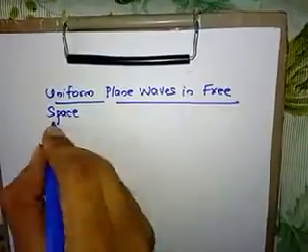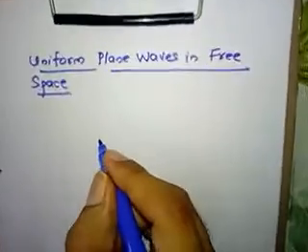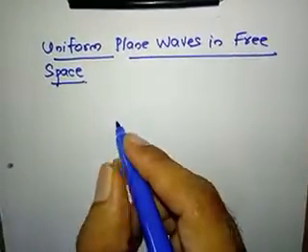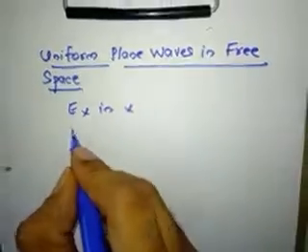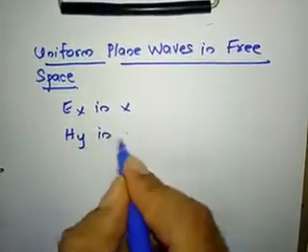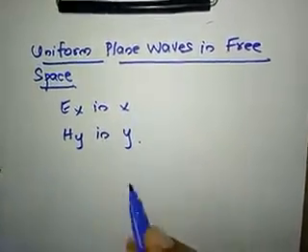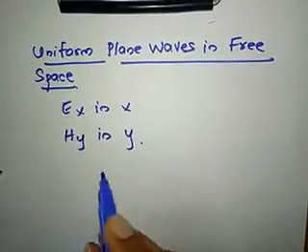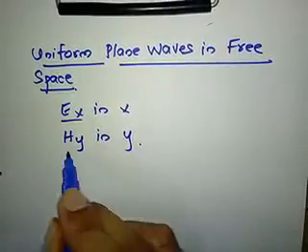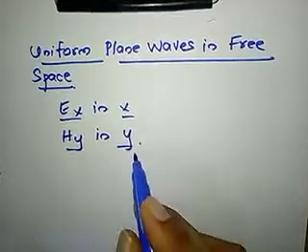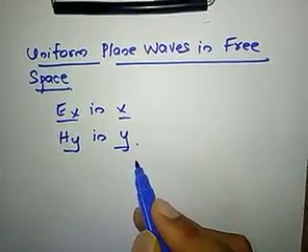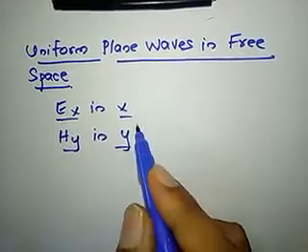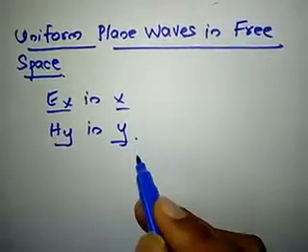As we know, the electric field is in the x direction and the magnetic field is in the y direction. They are mutually perpendicular to each other. One is in the x direction, another in the y direction, and they are lying in the xy plane. They are lying in the same plane, so they are called plane waves, uniform plane waves.